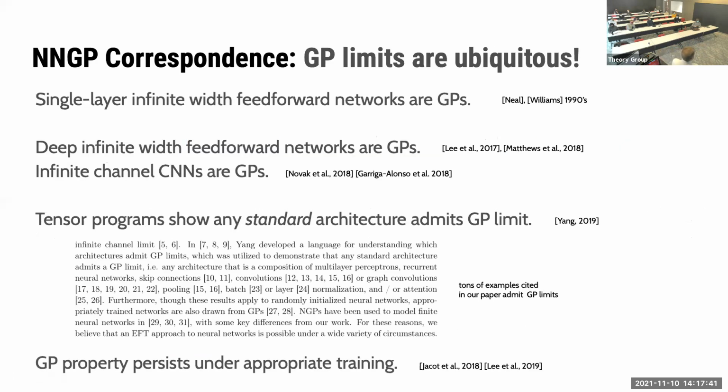Furthermore, GP limits are ubiquitous. The first results were from Neal and Williams in the 90s. This is in 2017 when a bunch of new results started kicking off, and some work of Yang gives a very long list of architectures that admit GP limits. The basic property is that if you're taking a sum of an infinite number of independently distributed things, and that's how you form your neural network output, it is going to be Gaussian by the central limit theorem. So the ubiquity of these limits is based on the ubiquity of the central limit theorem.